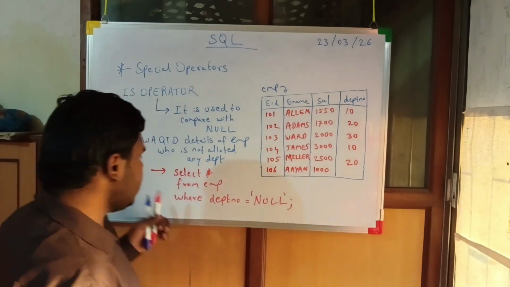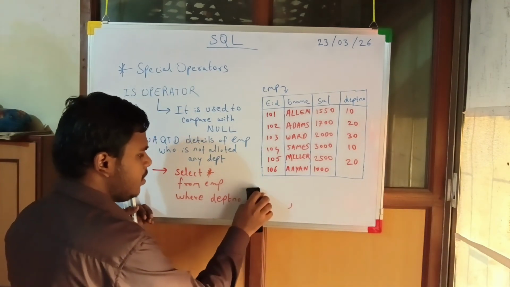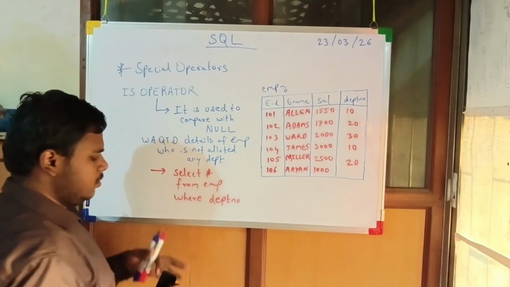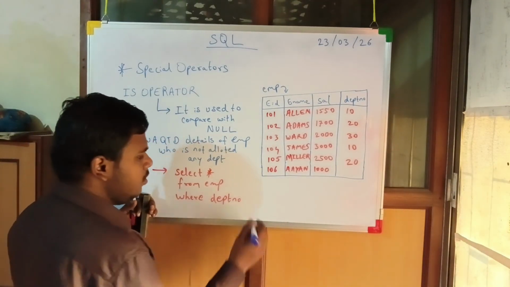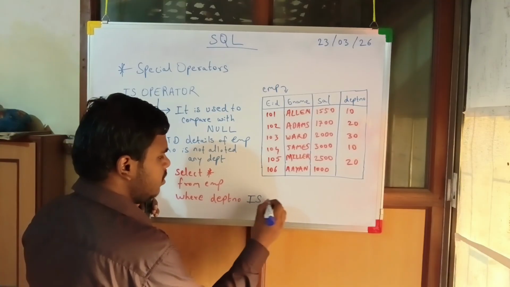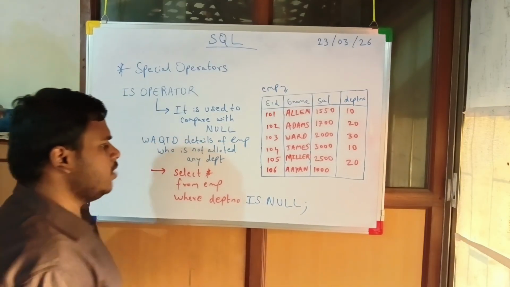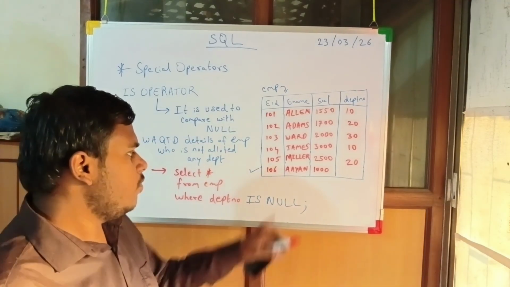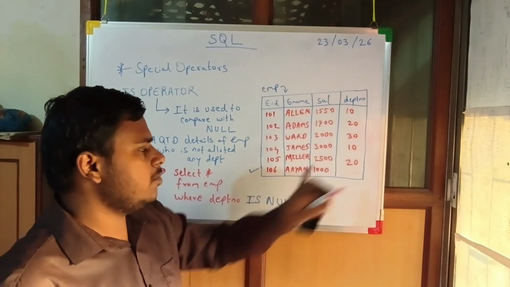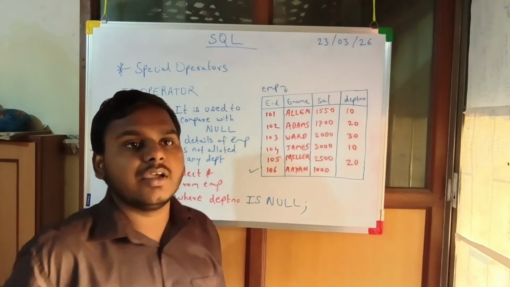The syntax for the is operator is column name, is operator, then value. The column name is department number, is null. Simple, you write this query. So this record will be the final output: 106, Ian, 1000, and department number is null. You will get the 6th record as the final output.